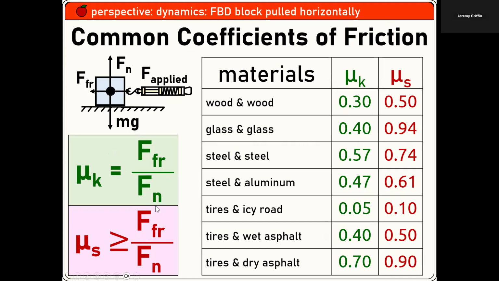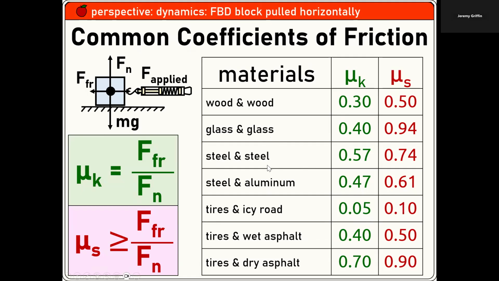Because if you pull with a little force, maybe the block doesn't initially move. You pull with like a medium force, it still doesn't move. Pull a little harder, pull a little harder. You see the force has to build up until finally you can break that initial friction. So that building up process is why it's an inequality.